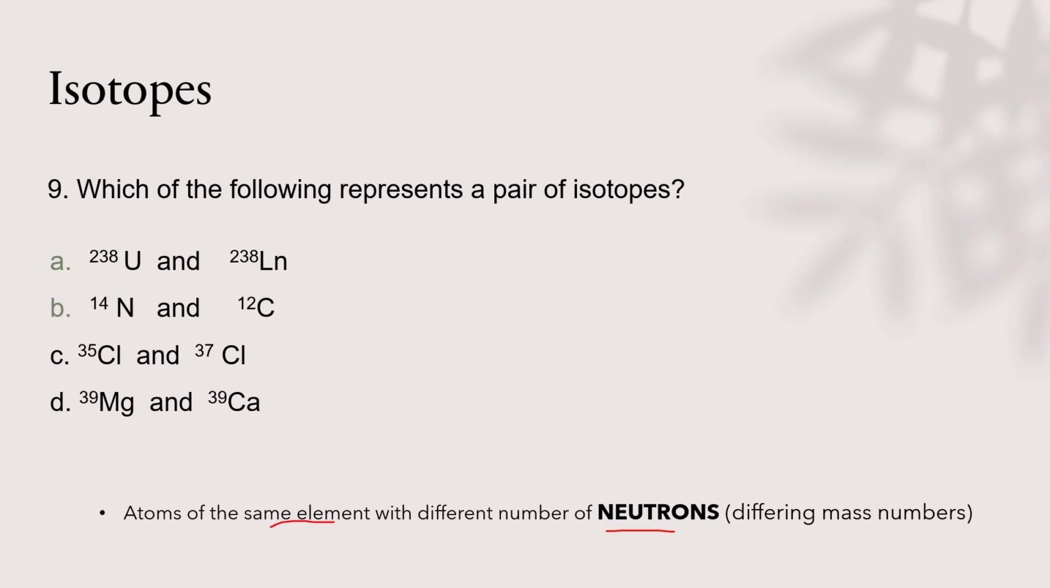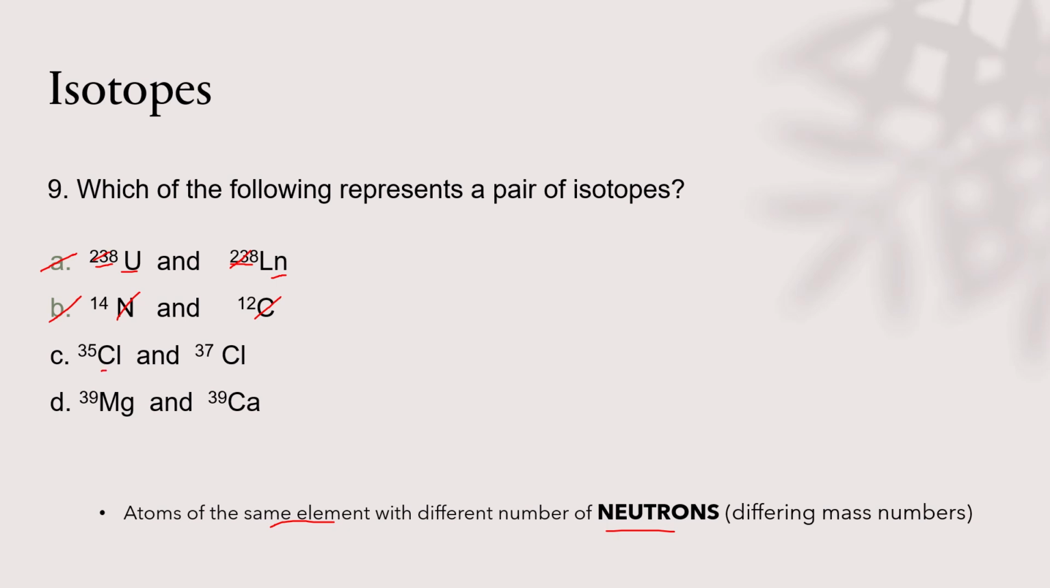Okay, so looking at choice A here. Looking at their mass numbers, that's these numbers in the upper left-hand corner, their mass numbers are the same. And we just said they have to be different. Also, the elements are different, but they need to be the same. Okay, so A is definitely wrong. B, the elements are not the same, so B has to be wrong.